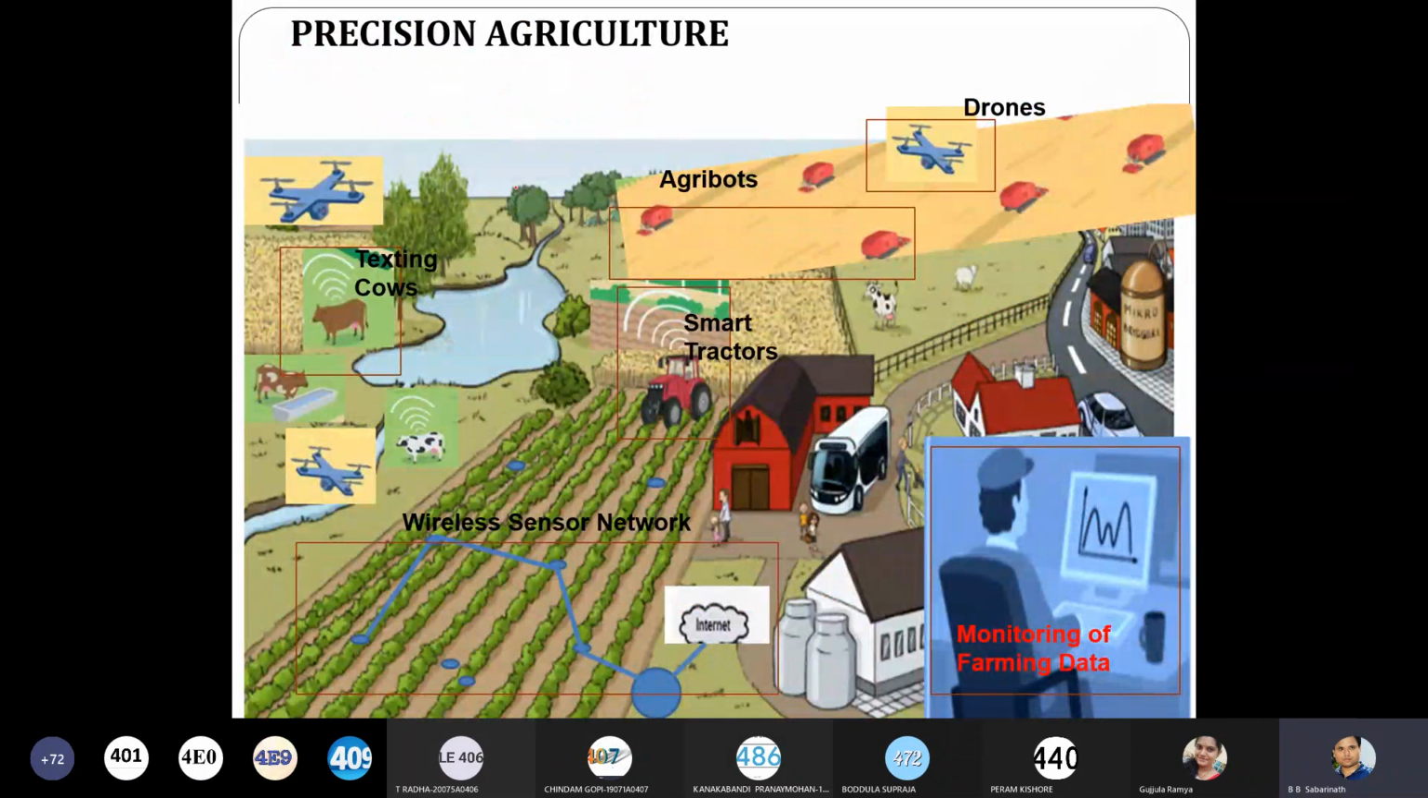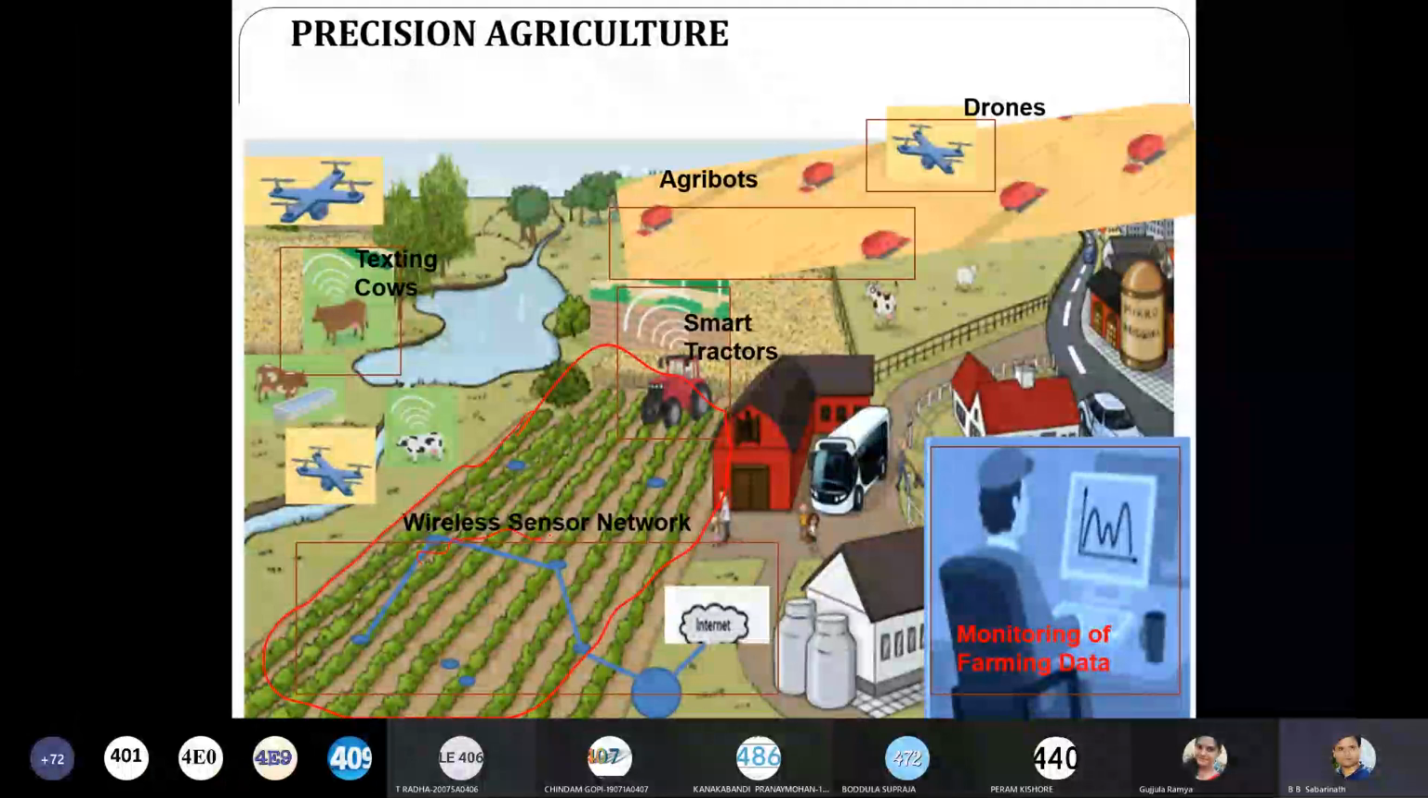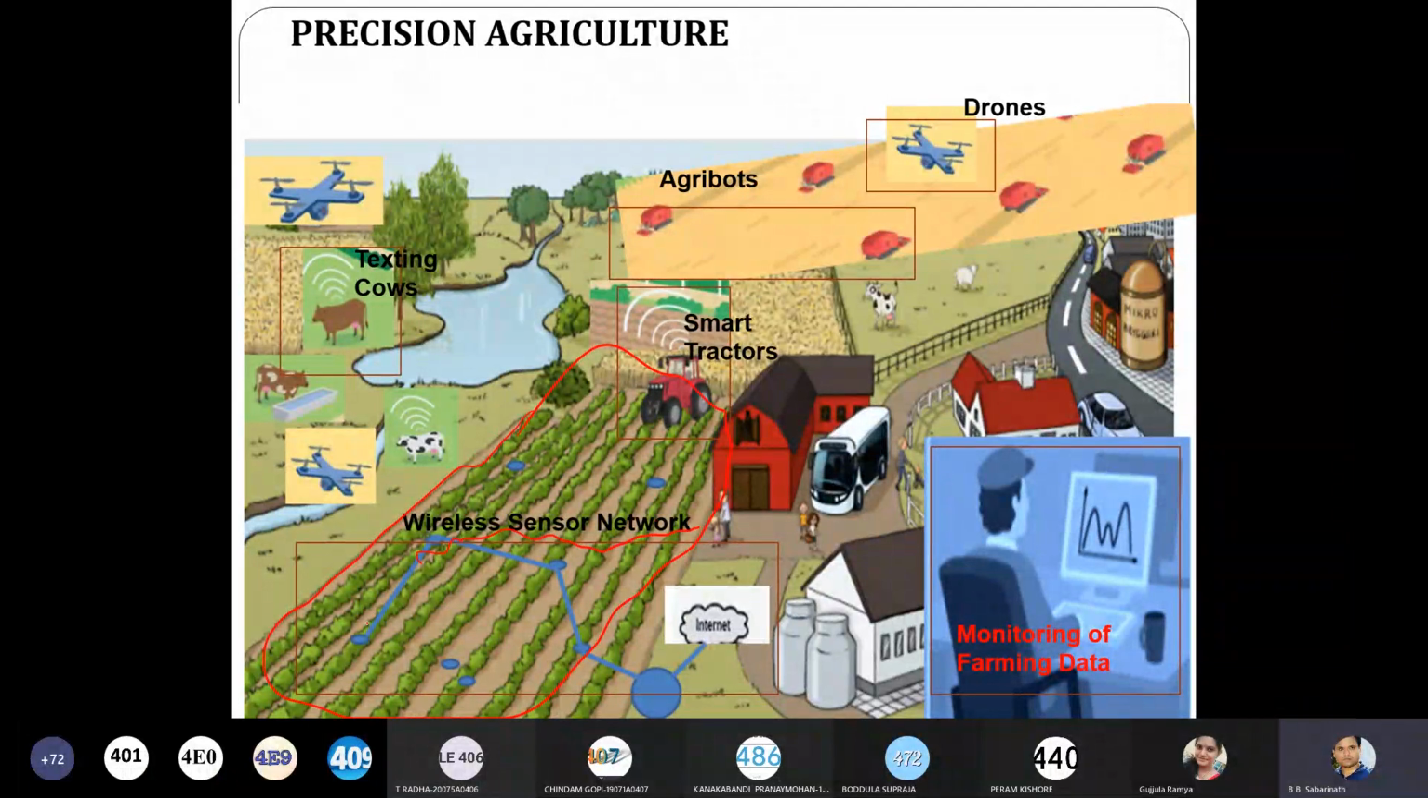Precision agriculture means you want to get more yield, a proper crop. For that, what you can do is, this is a field, for example. In this field you can deploy different wireless sensors, and you form a network of sensors.